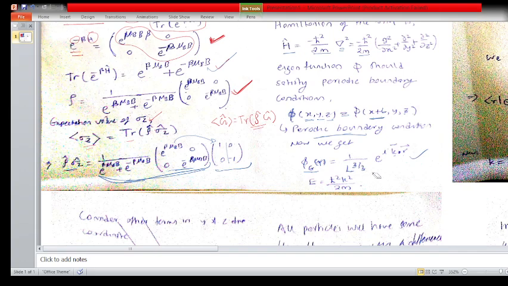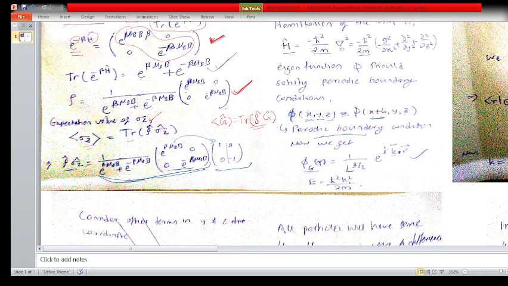In 1 dimension, it is 1 by root L times, for example, sin n pi x by L. In the same way, in 3 dimensions, the wave function for a particle in a 3 dimensional box will be psi of r equal to 1 by L raised to 3 by 2 times e raised to i k dot r, where k is the wave vector and E is the energy. Energy is h cross square k square by 2m.